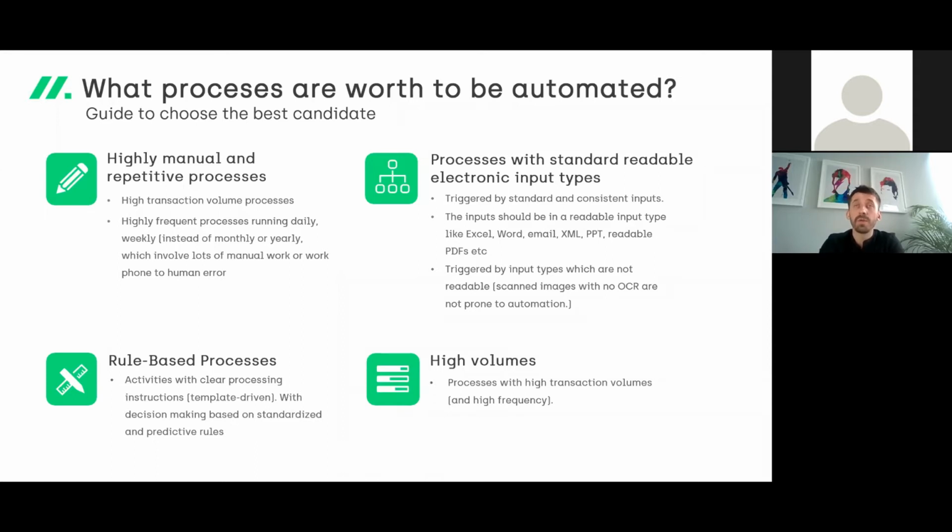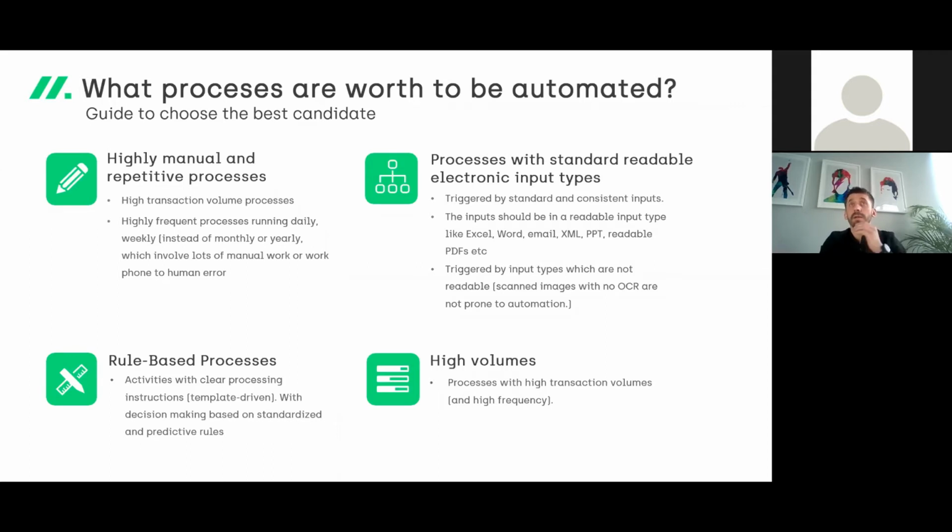Then good candidates for automation are rule-based processes. So we should consider processes with well-described instructions and well-described steps. Then for automation or robotization, good processes for this type of software are processes with standard, readable, electronic input.